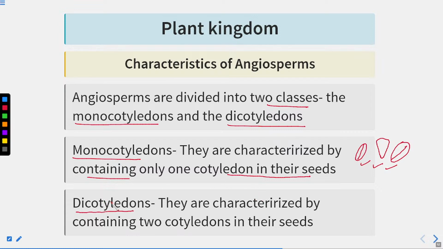But if you see the dicotyledons, as the name indicates, di means 2, 2 cotyledons are present in the seed. So they are characterized by containing 2 cotyledons in their seeds. If you see the gram seed, right? So 2 cotyledons are present.